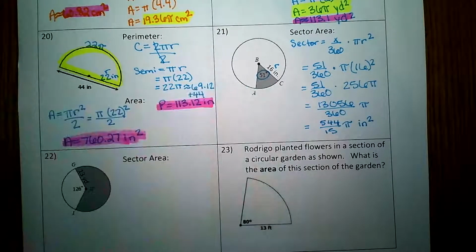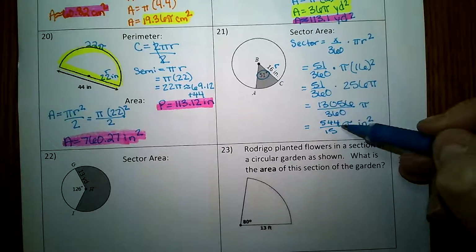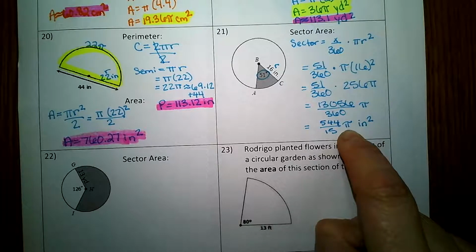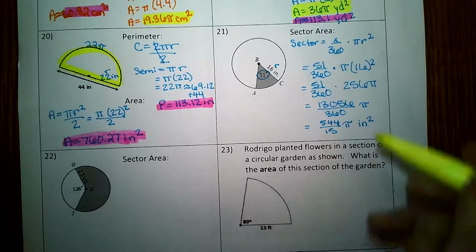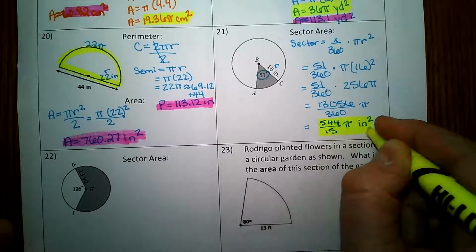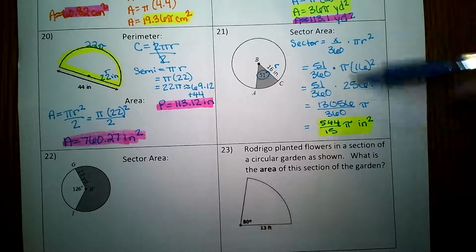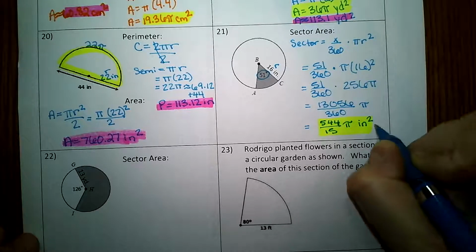Okay, when I switched and used my classroom calculator, I typed this fraction in and it reduced it to 544 over 15. If I leave pi on the end, if I never use the pi button, that is called the exact value. So this is my exact sector area, and you're going to run into fractions a lot when you're doing sector area. If I want to turn that into a decimal, it's a very easy switch.